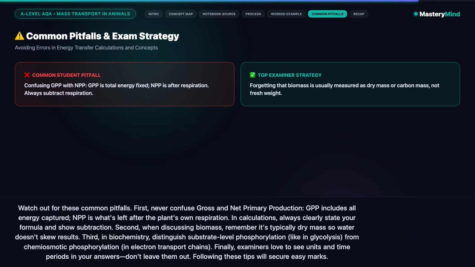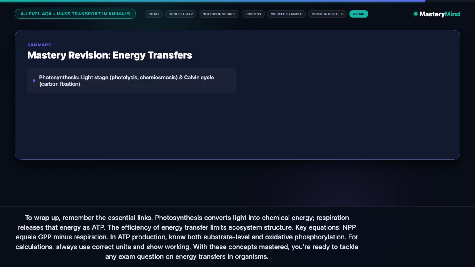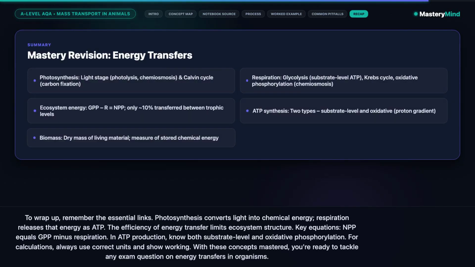To wrap up, remember the essential links. Photosynthesis converts light into chemical energy, respiration releases that energy as ATP. The efficiency of energy transfer limits ecosystem structure. Key equations, NPP equals GPP minus respiration.